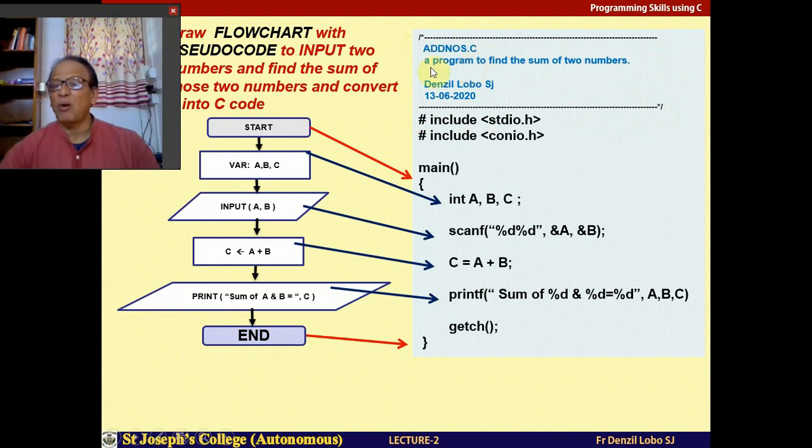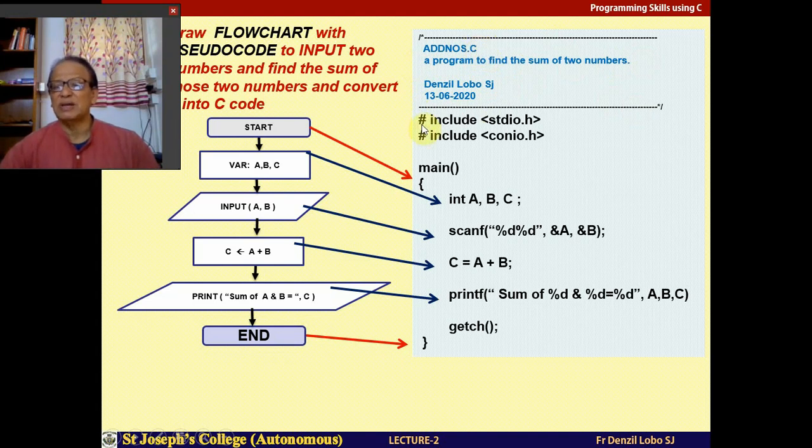And what is this program going to do? For example, a program to find the sum of two numbers, and your name and the date on which you have written it. Very, very important. This is called the documentation box. When you start writing any C program, or any program, start with this documentation block.